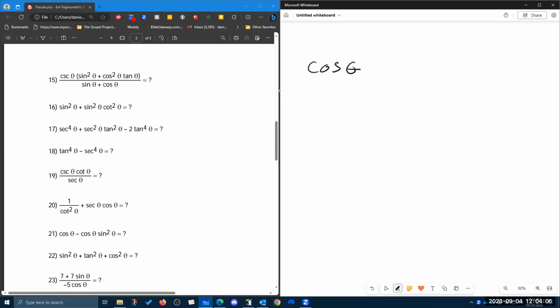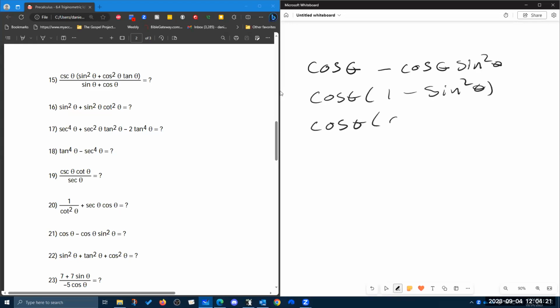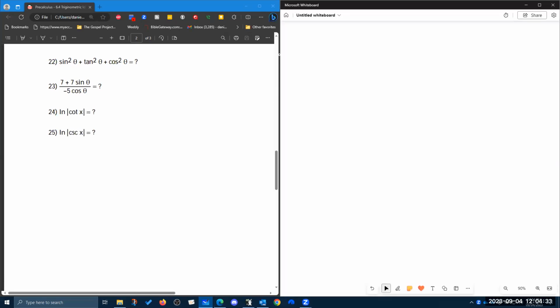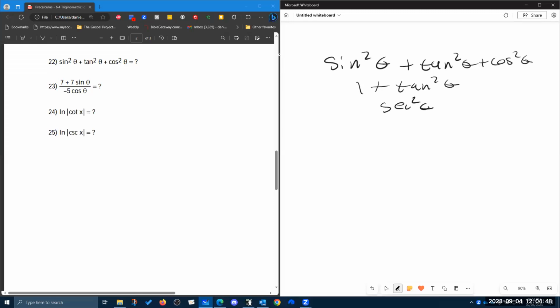Cosine of theta minus cosine of theta sine squared of theta is cosine of theta times 1 minus sine squared. That'd be cosine times cosine squared. It's going to be cosine cubed. Sine squared plus tan squared plus cosine squared is 1 plus tan squared, which is secant squared.